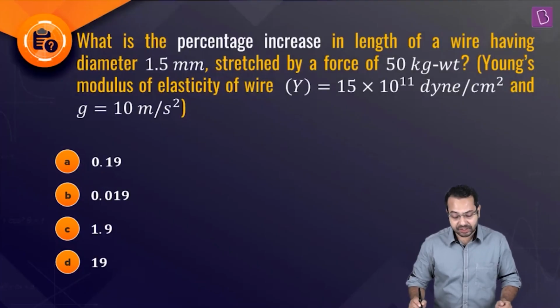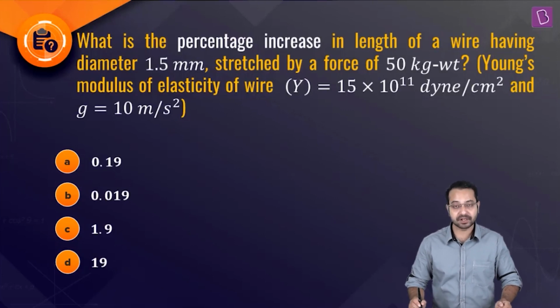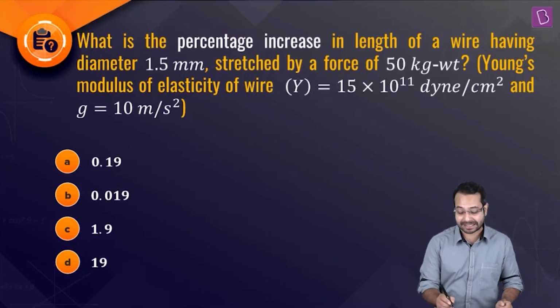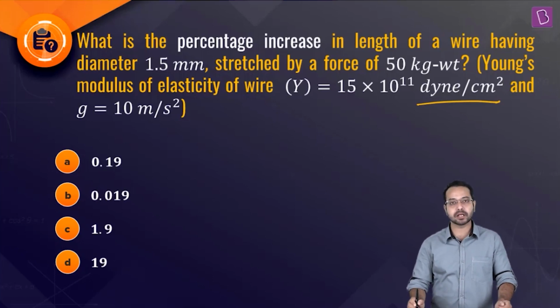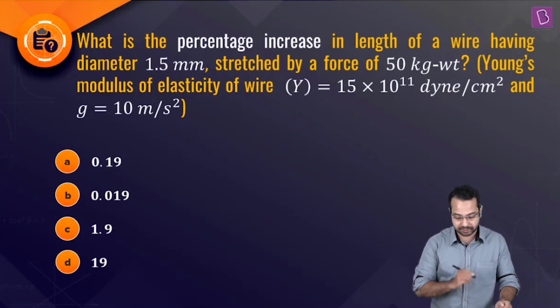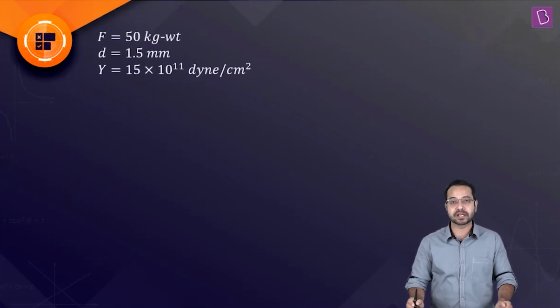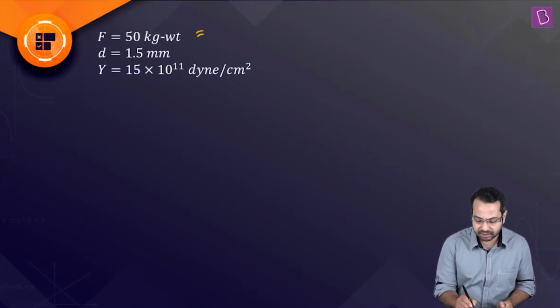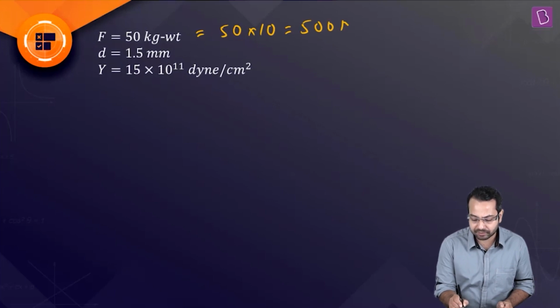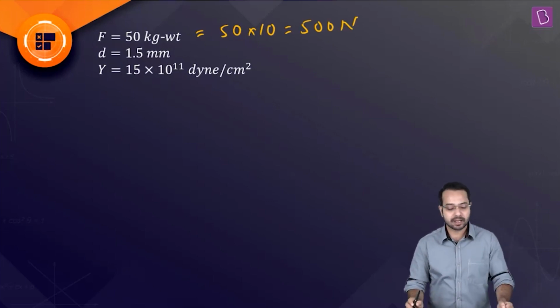What is the percentage increase in length of a wire having diameter 1.5 millimeter stretched by a force of 50 kilogram weight? Young's modulus of elasticity of wire is 15 into 10 to the power 11 dyne per centimeter square, and g is 10 meter per second square. All right, so there is a weight of 50 kilogram weight, which is nothing but 50 into 10, 500 Newton. This weight is acting, and hence there is elongation. We have to find out what is the percentage elongation.